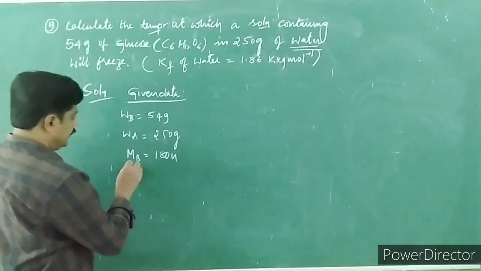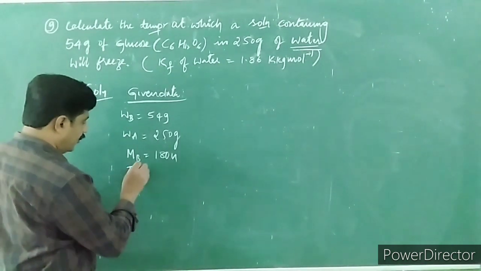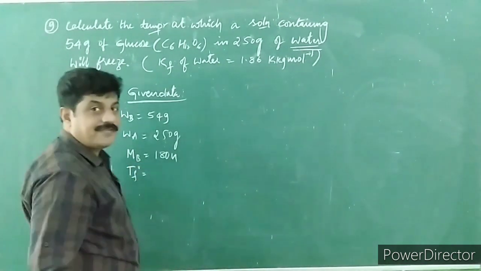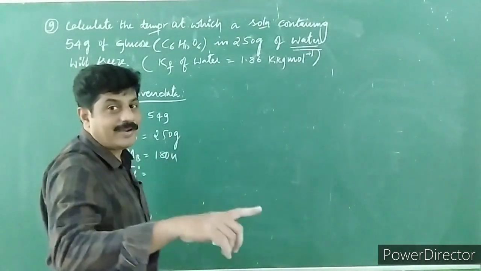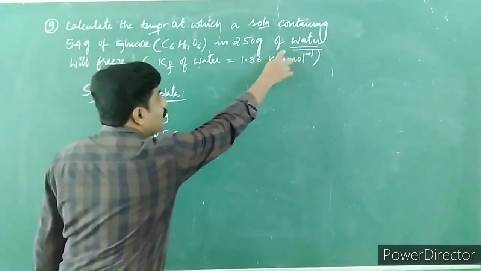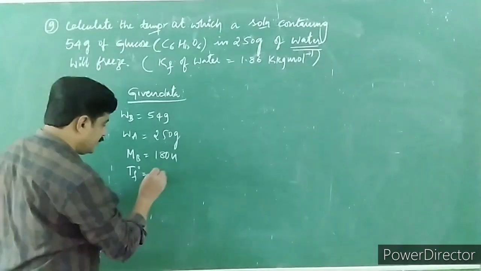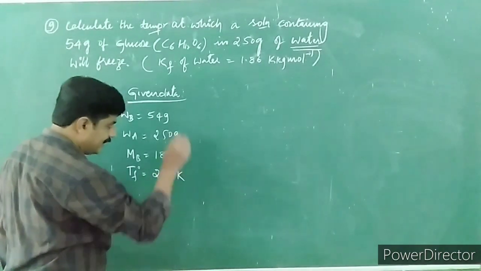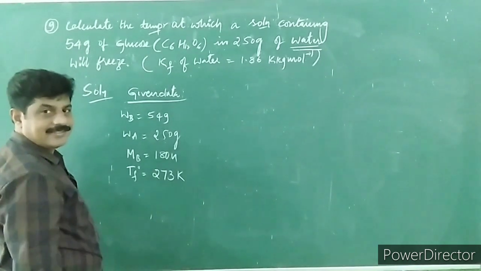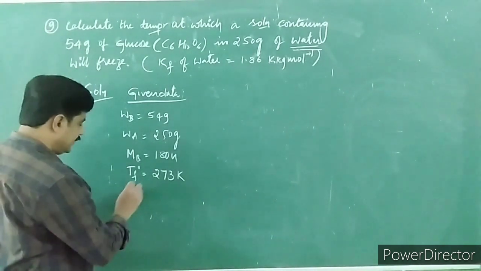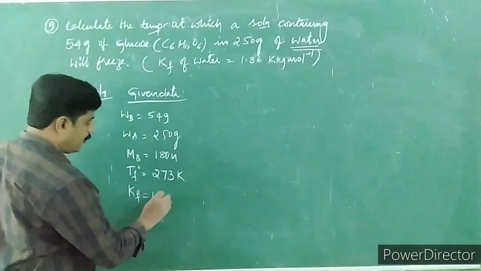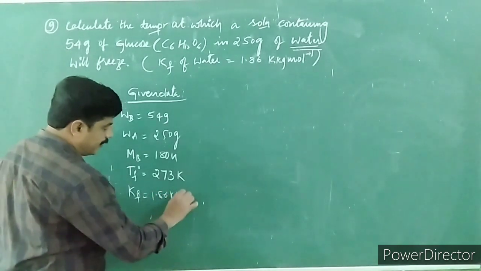Now, Tf naught. What is Tf naught? Freezing point of a solvent. What is the solvent here? The solvent is water. That means you know this. How much? It is 273 Kelvin. What is given here? Kf is given. How much? 1.86 Kelvin kg per mole.